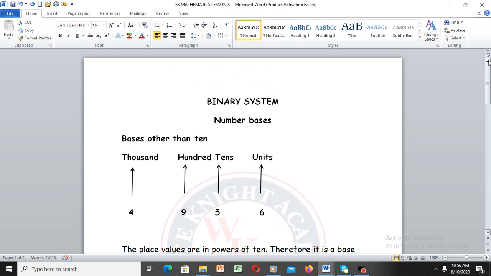Hope you are fine. Our topic today is binary system, and we'll be talking about different types of number bases. So, let's start with base 10.